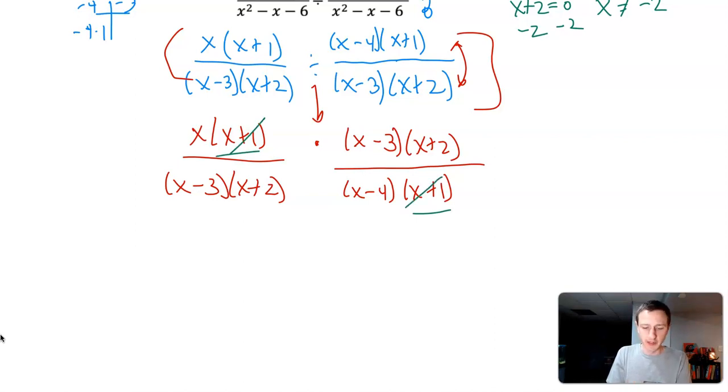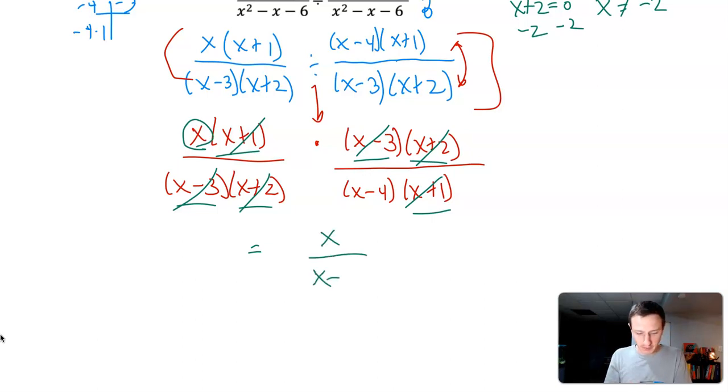Next one, x minus 3. I have an x minus 3 right here and an x minus 3 right here. Those are going to cancel. x plus 2, x plus 2. Those are going to cancel. So what's left over? After the dust settles, we're left with just this x on the top, and then on the bottom, we're left with just x minus 4. So that would be my answer.